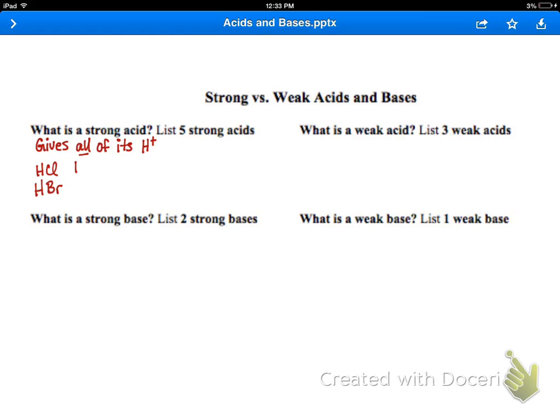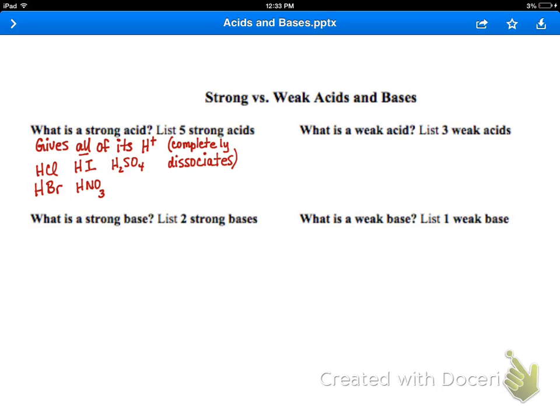Okay, strong and weak acids and bases. So what is a strong acid? A strong acid is defined as an acid that completely dissociates, which means all of its protons come off. So it's going to lose all of its protons in a reaction or in water. And the 5 strong acids that you have to know are the halogen acids HCl, HBr, HI, nitric acid, which is HNO3, and sulfuric acid, H2SO4.